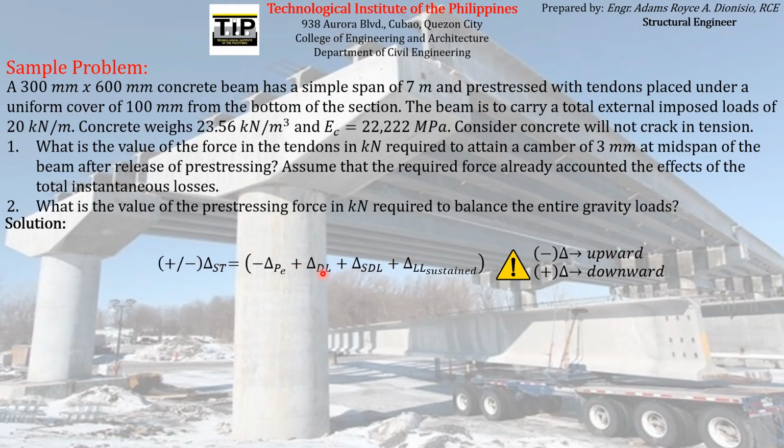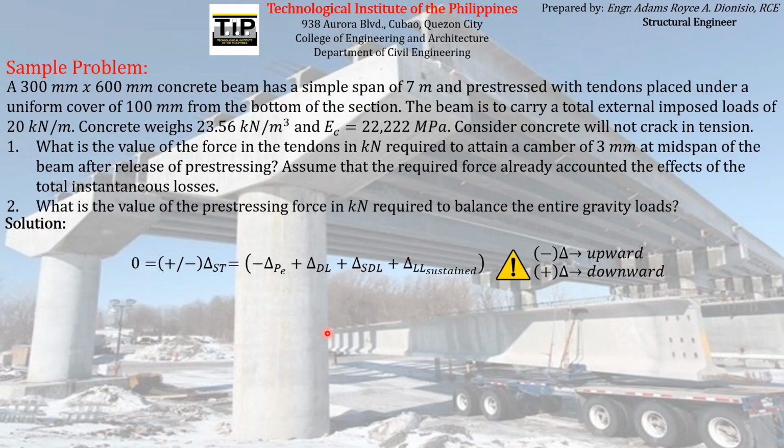So the second question asks the magnitude of the pre-stressing force that will balance the entire gravity loads. Meaning, when you say balance the entire gravity loads, the deflection must be equal to 0. So the total deflection must be equal to 0. The question asks what must be the magnitude of the pre-stressing force so that when you add the deflection due to that and due to these imposed loads here, the sum will be equal to 0, meaning the gravity loads are already balanced.